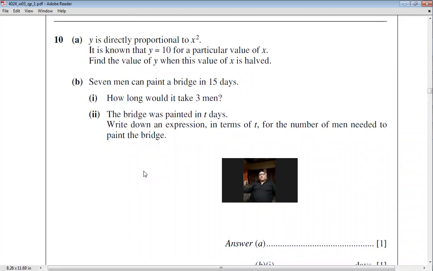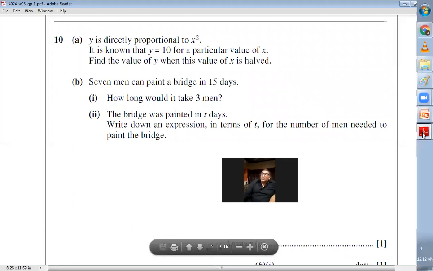The bridge was painted in T days. Write down an expression in terms of T for the number of men needed to paint the bridge. Okay, so the thing is done in T days.